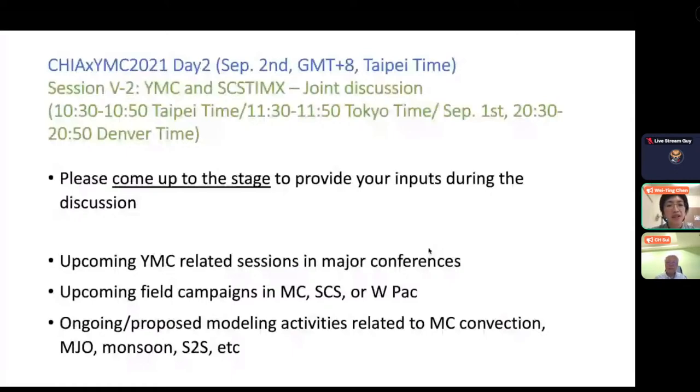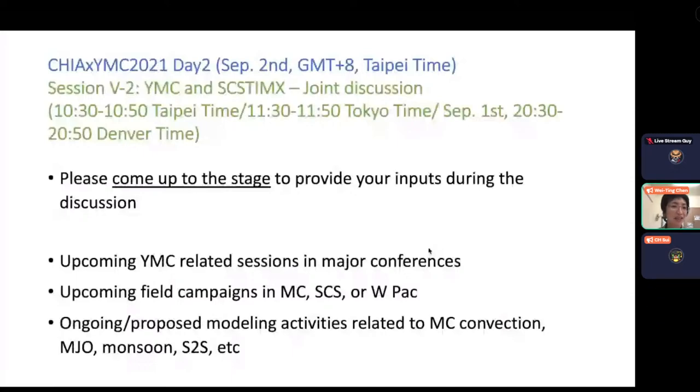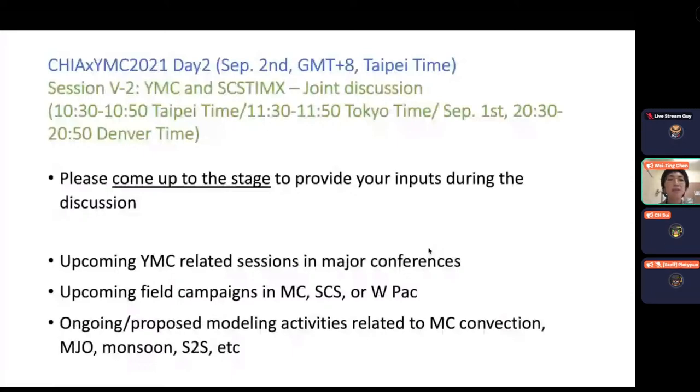Originally in the fifth YMC scientific workshop, we expected to have about an entire afternoon where all the scientists would gather around and talk about future programs. Unfortunately, I think today we will only get a flavor of it. So in the next 15 or 20 minutes, we will go through some specific topics.